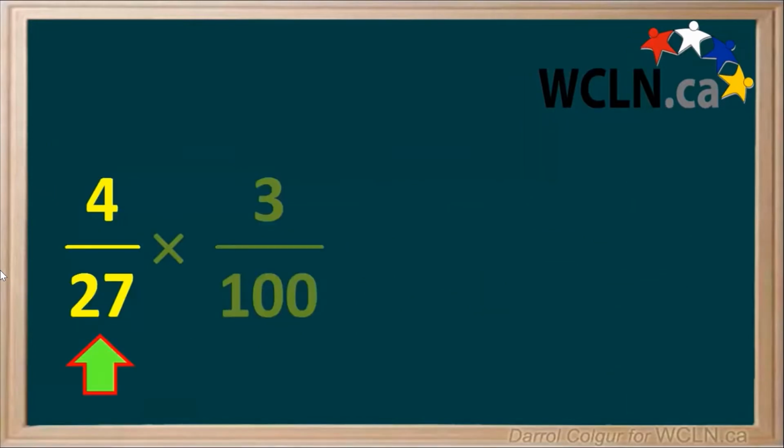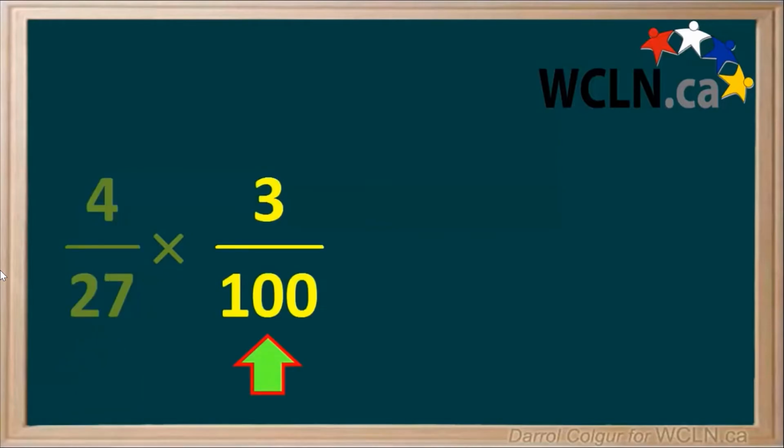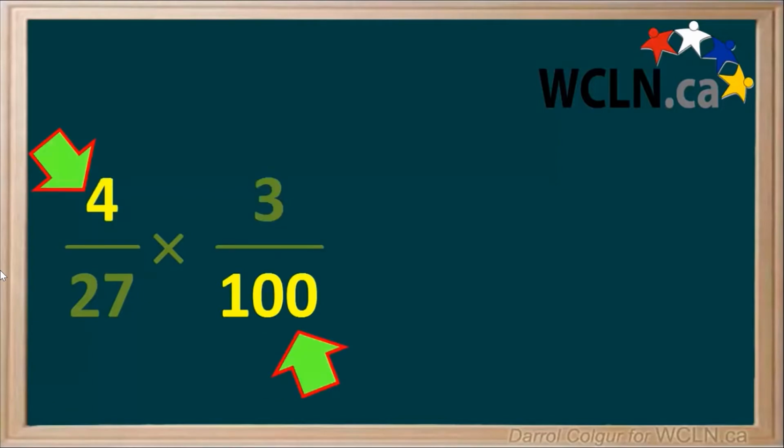The fraction 4/27 is already in its simplest form, and so is the fraction 3/100. Now let's check the diagonal numbers and see if we can do some cancelling and simplifying. When we look at 4 and 100, we realize that both of these can be divided by 4. So we'll cancel each of these numbers out and divide each of them by 4. 4 divided by 4 is equal to 1, so we'll write a 1 here. And 100 divided by 4 is equal to 25, so we'll write a 25 down here.